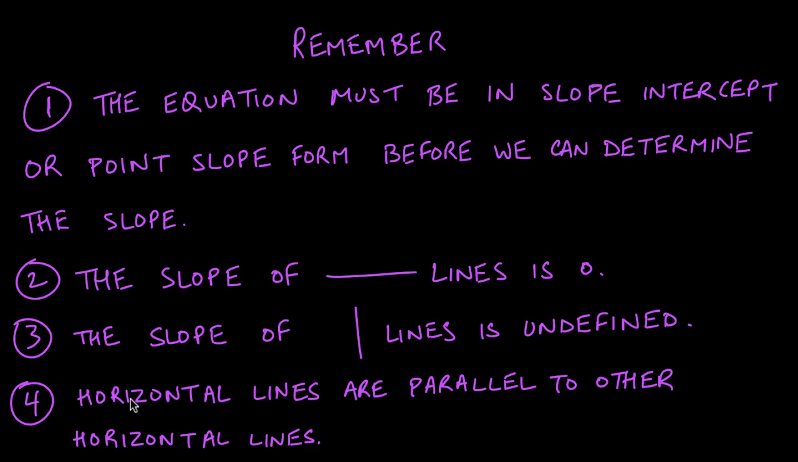Also, this is somewhat intuitive. If not, maybe draw a few horizontal lines and see that they're parallel to each other. So all horizontal lines are going to be parallel to other horizontal lines. So if you were to draw this line, that's a horizontal line, and another horizontal line, both of them will be parallel because the slope of all horizontal lines is zero. And if two lines have the same slope, well, they must be parallel to each other.